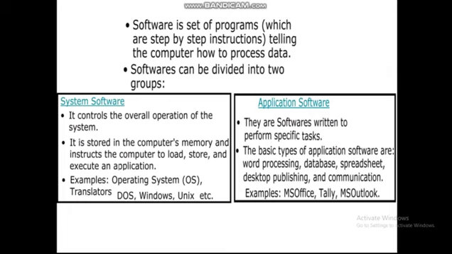Sometimes certain software is written for performing specific tasks, like in a billing system or a hotel management system, etc. They are known as application software. And some software which controls the overall operation of the system is known as system software, like Windows, Unix, etc.